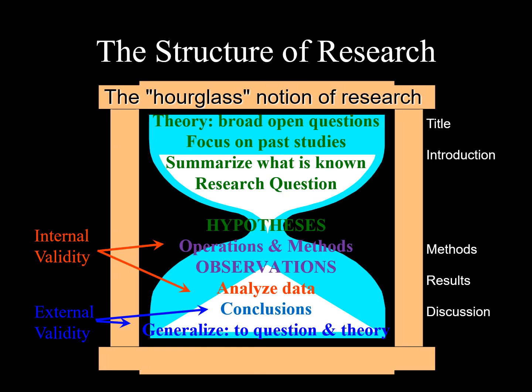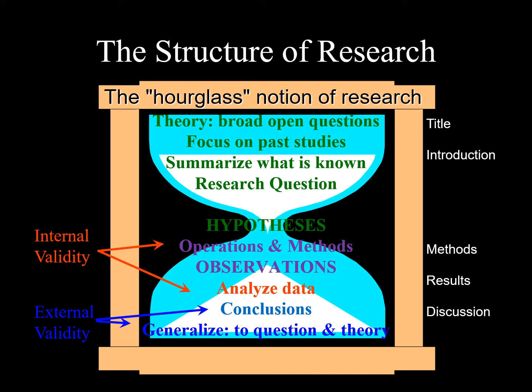We talked broadly about how, when we're doing research, it's easy to focus on the methods and the statistics, but we also need to make sure those methods and statistics are drawing on previous research, are asking intelligent questions, and are not reinventing the wheel. They're building on what's already been known. This is the hourglass notion of research: we start very broad with theory, broad open questions, and focus on past studies, the lit review. The purpose of the lit review is to summarize what is already known and to broach what's unknown. What are our research questions, which leads to our hypotheses.